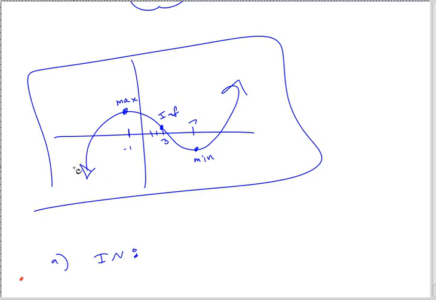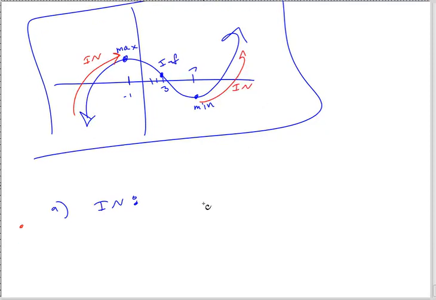So back to increasing. We're increasing here. We're increasing here. And using the graph, this is no problem at all to find your answers. Now, here's the big question. Union or comma?